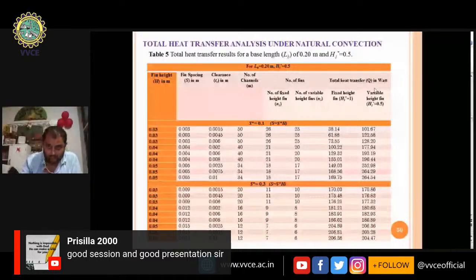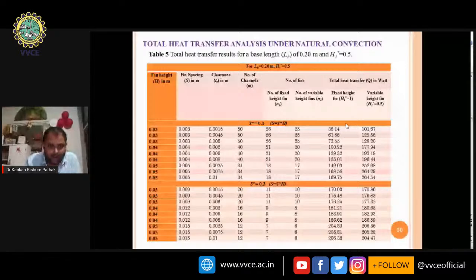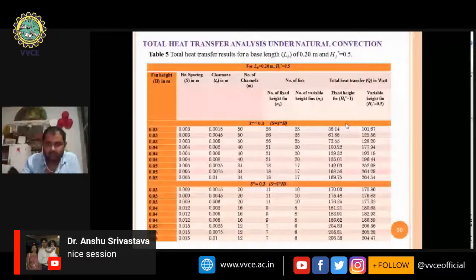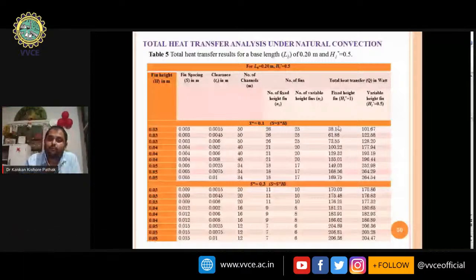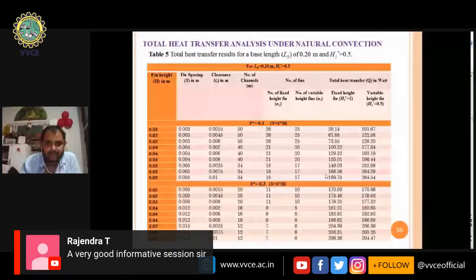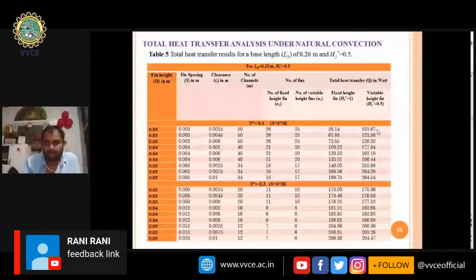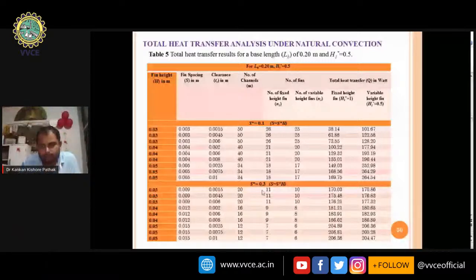Now you can see whenever we are using the dual height fin for the same configuration, same conditions, the improvement is very high. For lower heights, 0.03, with the conventional design we are obtaining 38.14 watt, but when we are using the dual height fin it is around 101.67 watt. Similarly for other cases also, in almost all cases with lower fin spacing, we are getting a very appreciable enhancement in the heat transfer. But in case of fin spacing that is more than 0.1, it is more or less the same.